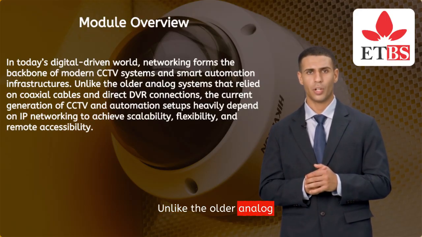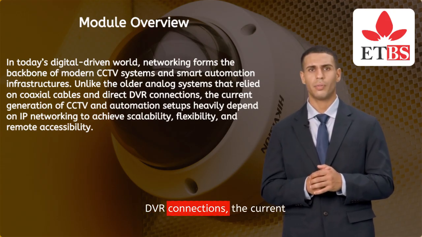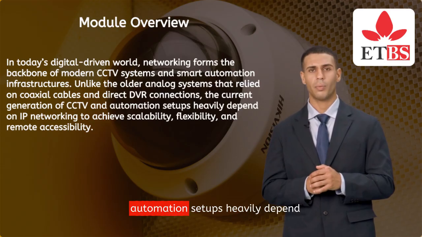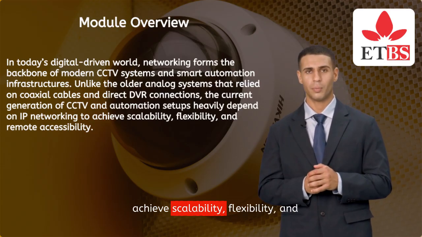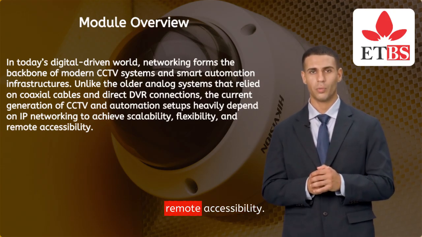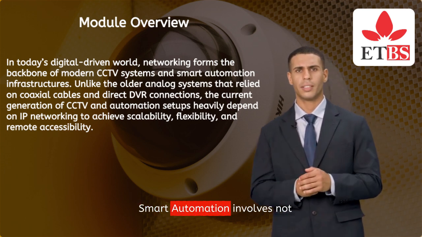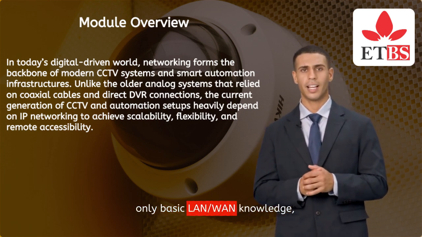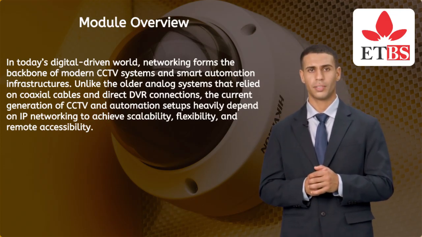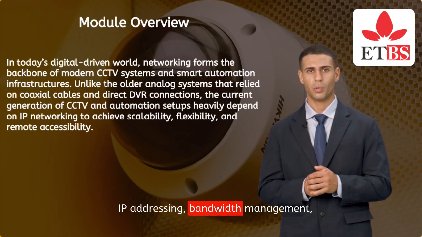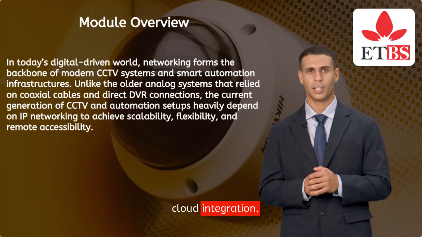Unlike the older analog systems that relied on coaxial cables and direct DVR connections, the current generation of CCTV and automation setups heavily depend on IP networking to achieve scalability, flexibility, and remote accessibility. Networking for CCTV and smart automation involves not only basic LAN/WAN knowledge, but also understanding protocols, IP addressing, bandwidth management, switches, routers, firewalls, and cloud integration.